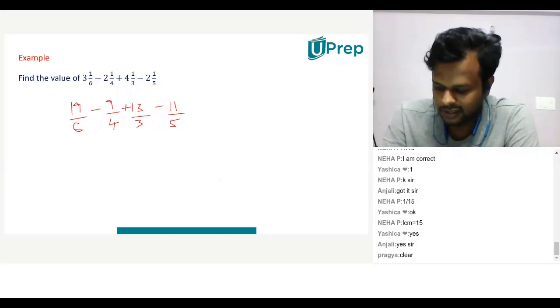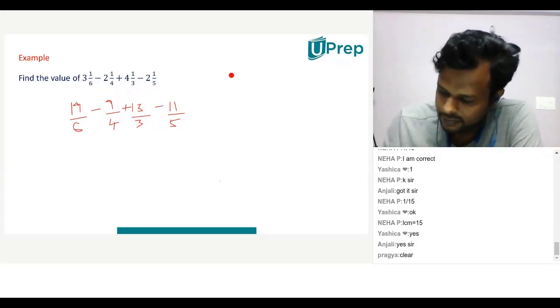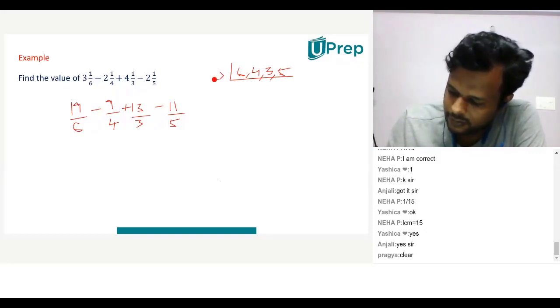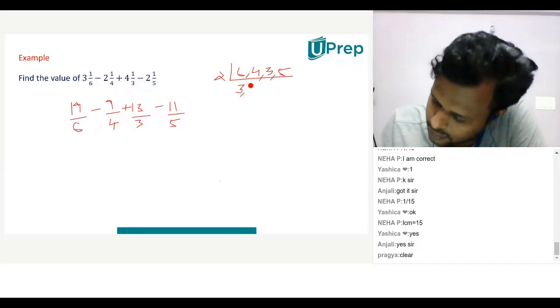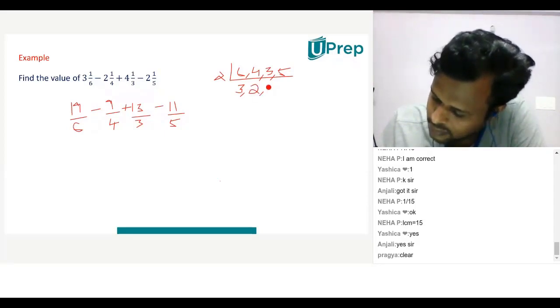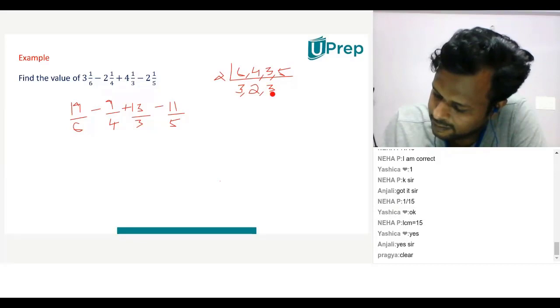So children, what is the LCM for 6, 4, 3, and 5? I have 2 3s, this is 2 2s, this is again 3, and this is again a 5.